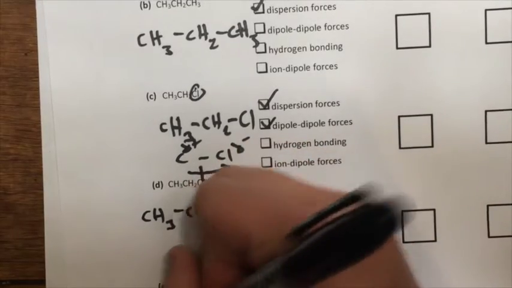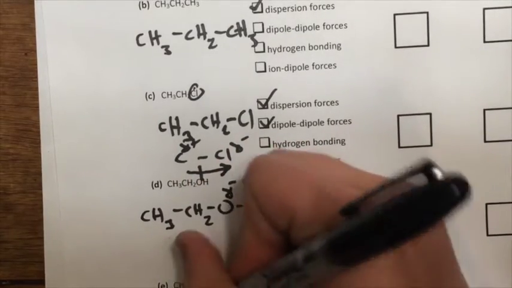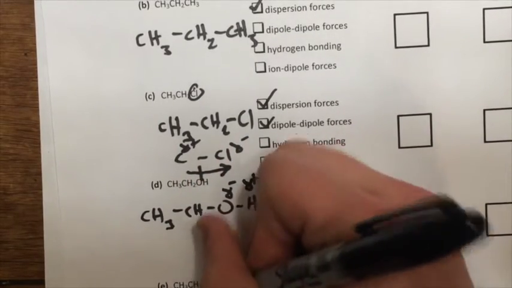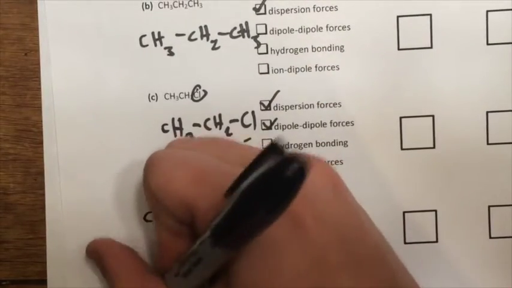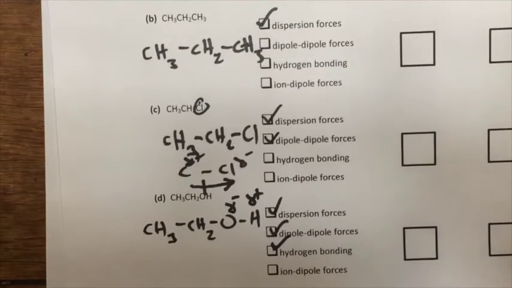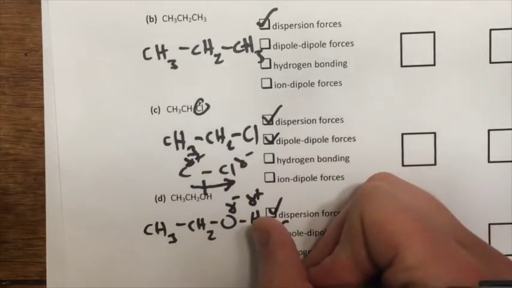Last one, 2 carbons. Okay, so both these carbons are bound to hydrogens. And there is no dipole moment. All you have is dispersion forces.